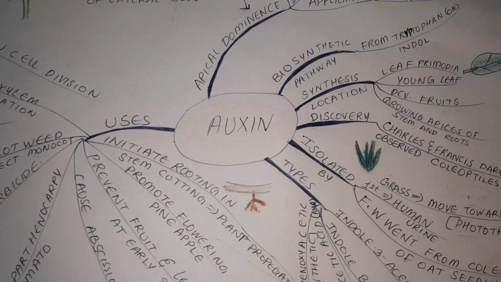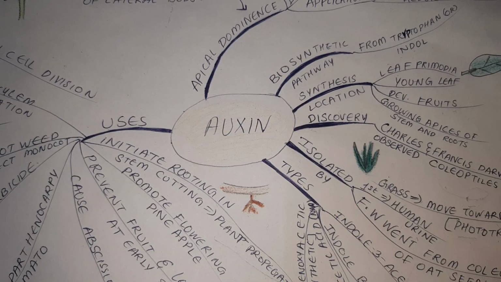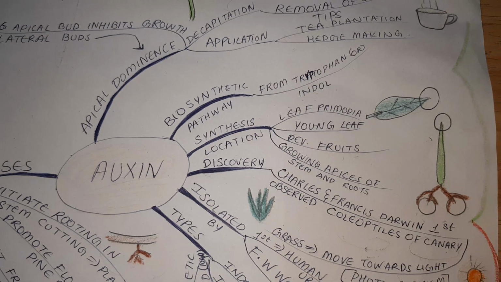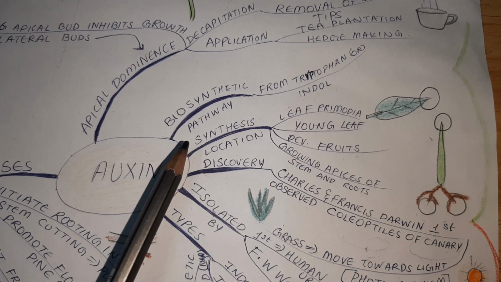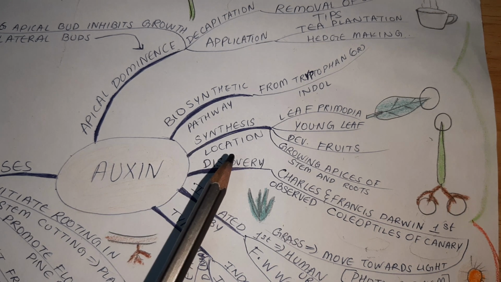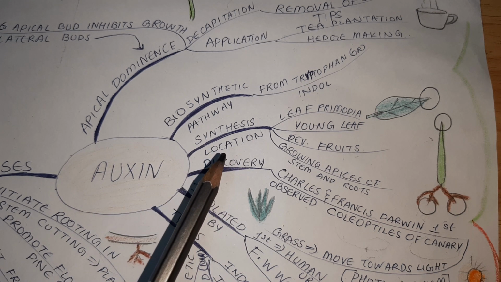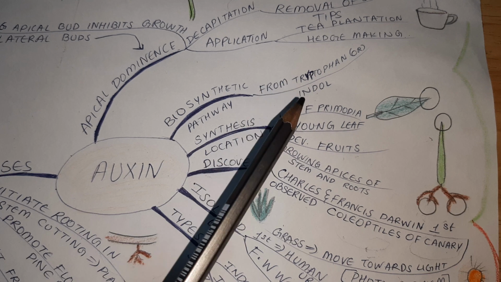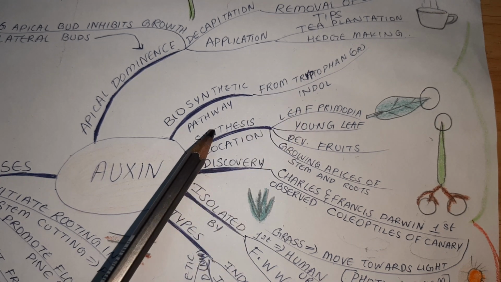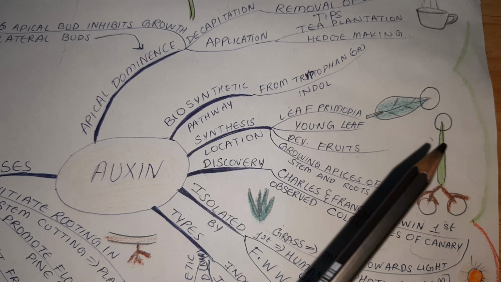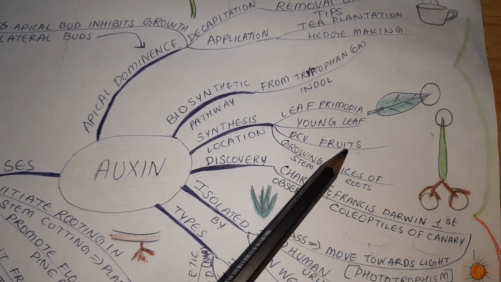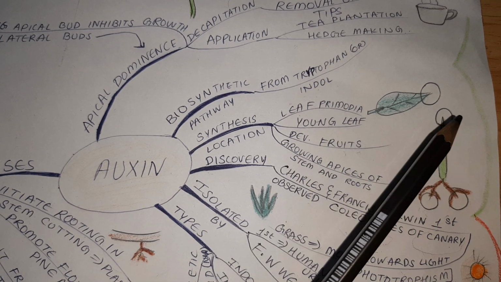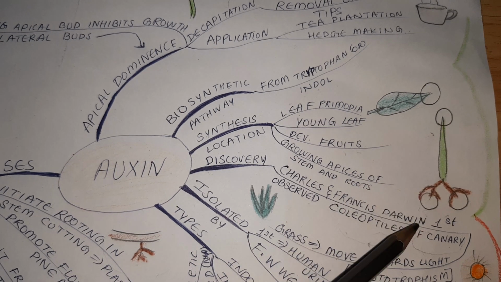This was all about the hormone auxin. We will revise it one more time. First, we learned about its biosynthetic pathway. From where did we get this? It is obtained from the amino acid tryptophan or indole. Then where is it synthesized? Where is auxin synthesized? It is synthesized in the leaf primordia or the young leaves or the developing fruits, and also in the growing apices of stems or roots.